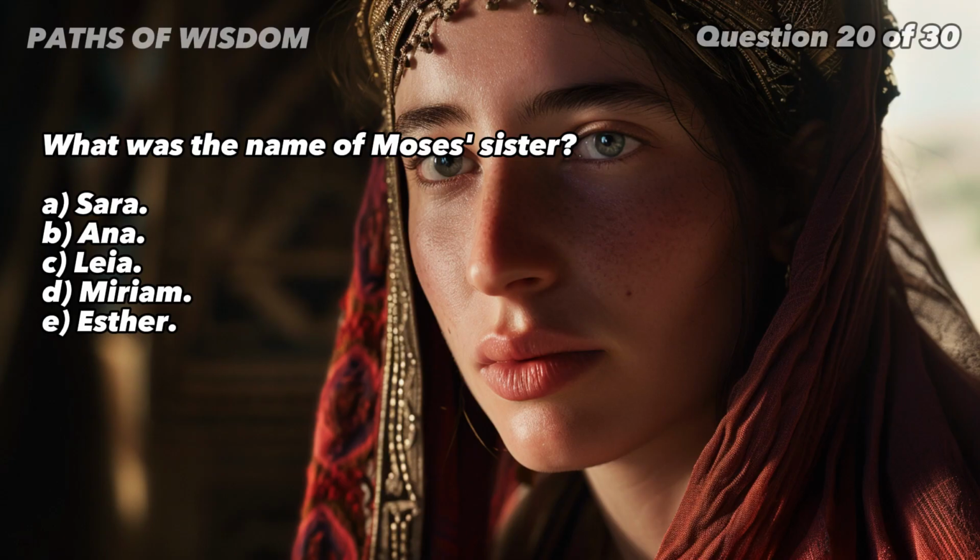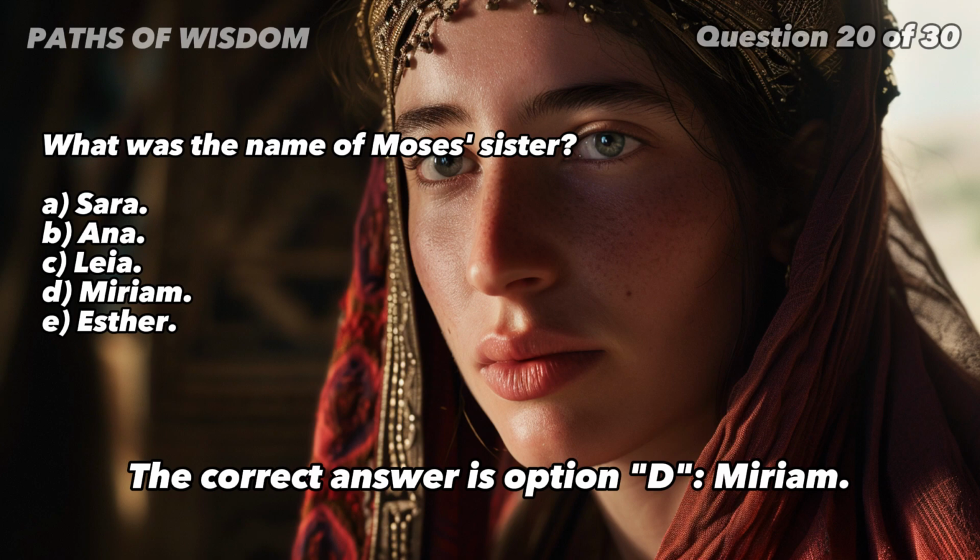Question 20. What was the name of Moses' sister? Option A, Sarah. Option B, Anna. Option C, Leah. Option D, Miriam. Option E, Esther. The correct answer is option D, Miriam.